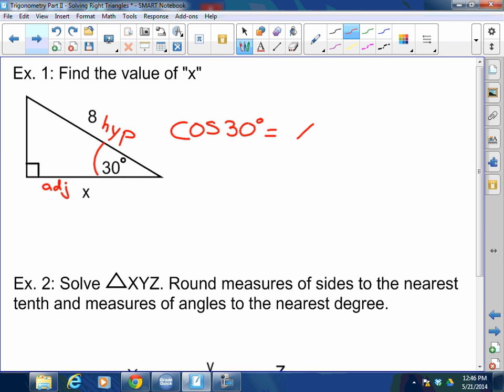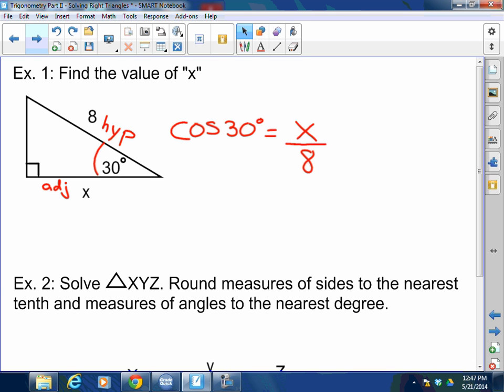equals adjacent over hypotenuse. Before I solve that, I want everyone to really see what I'm doing. Has to be the cosine or the secant. You could have done the secant, but the secant is more difficult because then you got to reciprocate stuff, right? So when possible, guys, use sine, cosine, or tangent. That's why SOHCAHTOA is so important. But yes, you could have done the secant of 30 equals 8 over x.